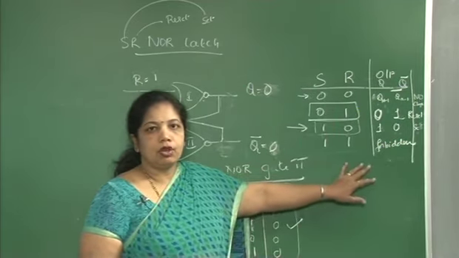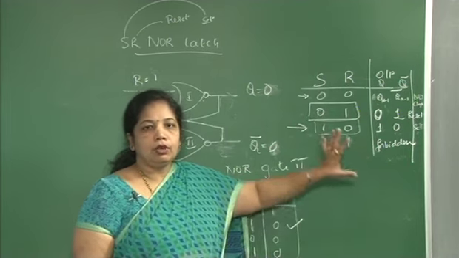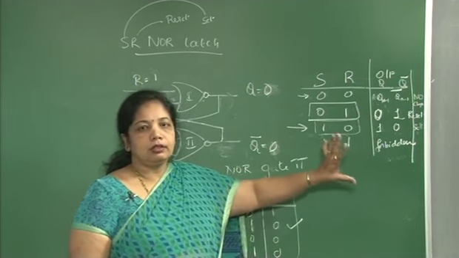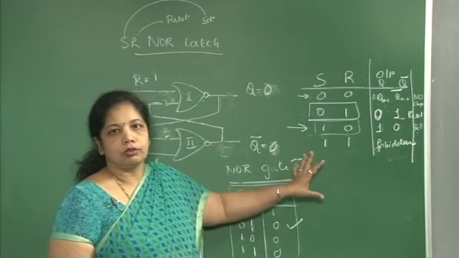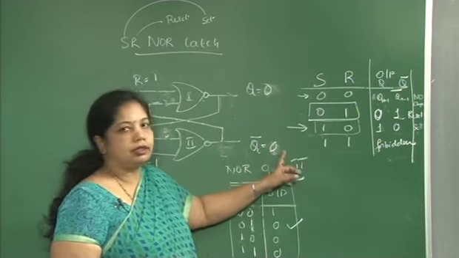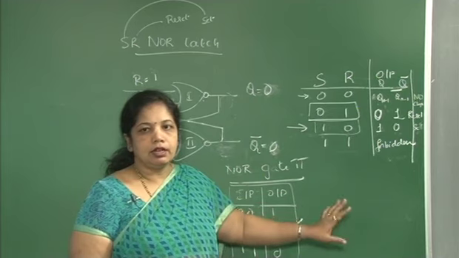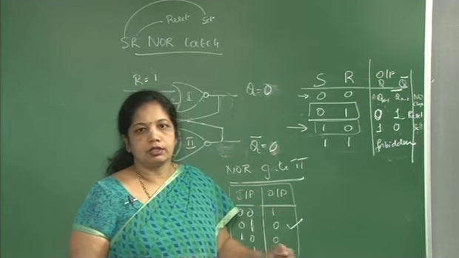Indeterminate condition, forbidden condition. When both the inputs are 1, you can't predict the output, it is indeterminate, it's invalid. This condition is called the forbidden condition.